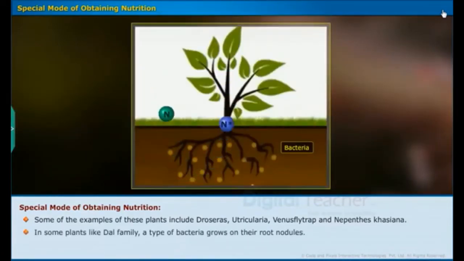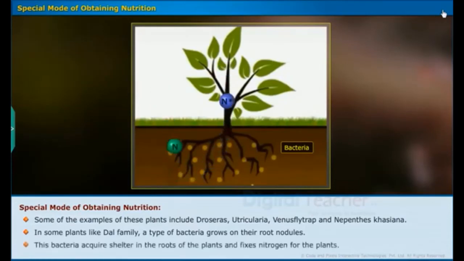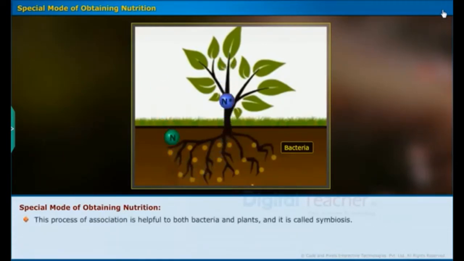In some plants like the dal family, a type of bacteria grows on their root nodules. This bacteria acquires shelter in the roots of the plants and fixes nitrogen for the plants. This process of association is helpful to both bacteria and plants, and it is called symbiosis.